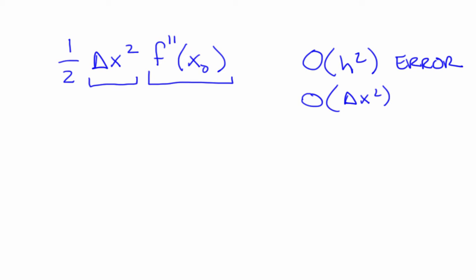I won't talk too much about this big O notation. It's a computer science notation that tells you how the complexity or the memory use of your algorithm scales as the parameters in your algorithm change. In this case, the error is proportional to the square of the step size. And that's implicit in the term to the left as well.